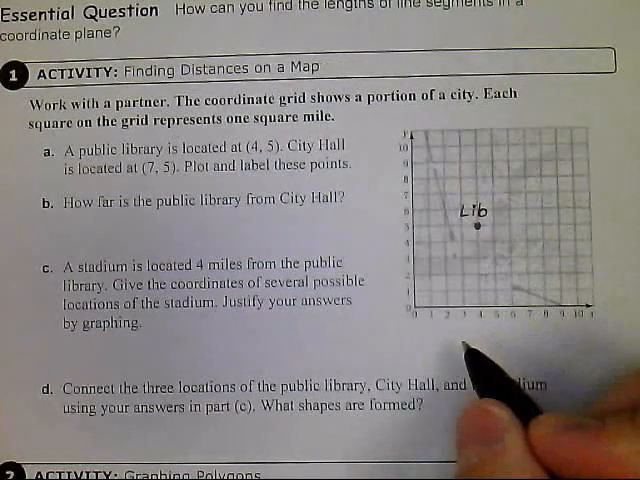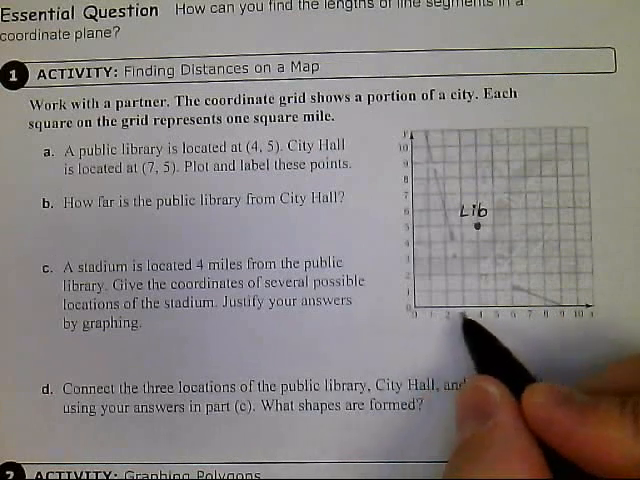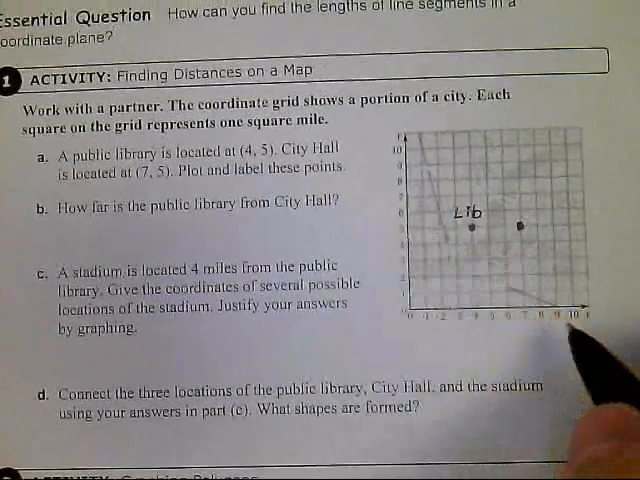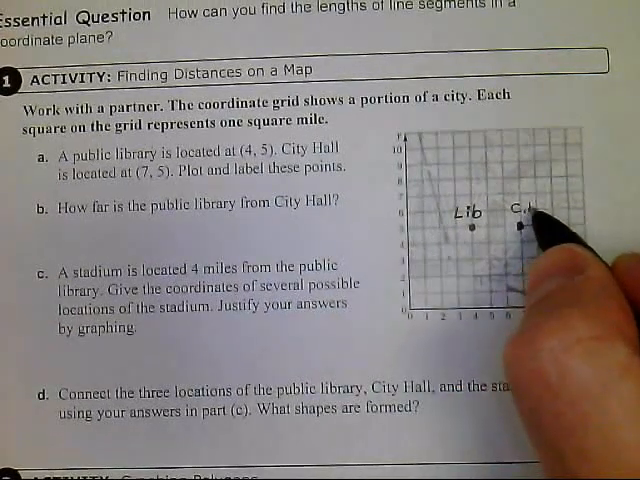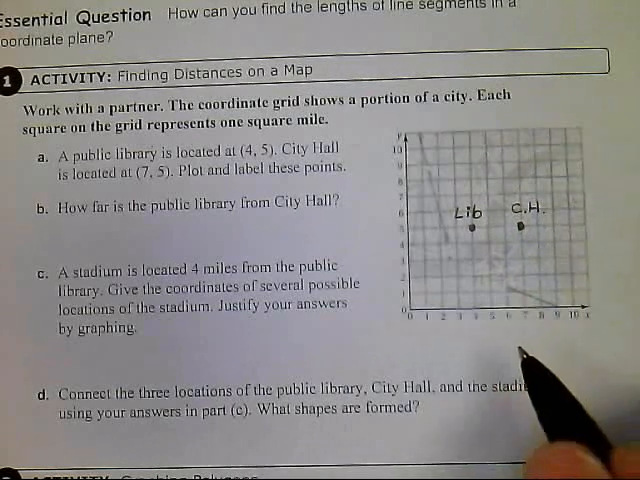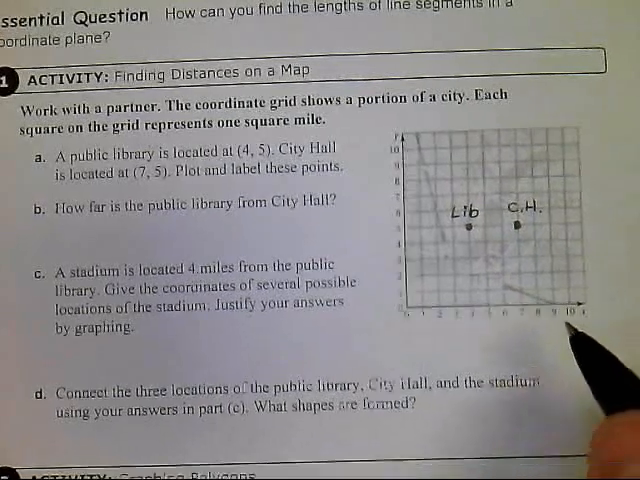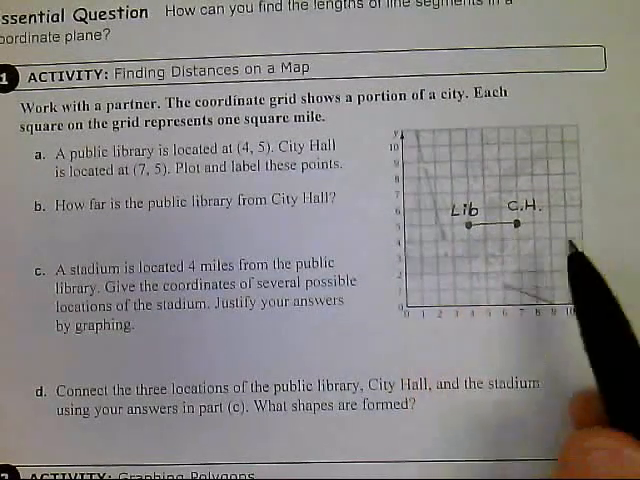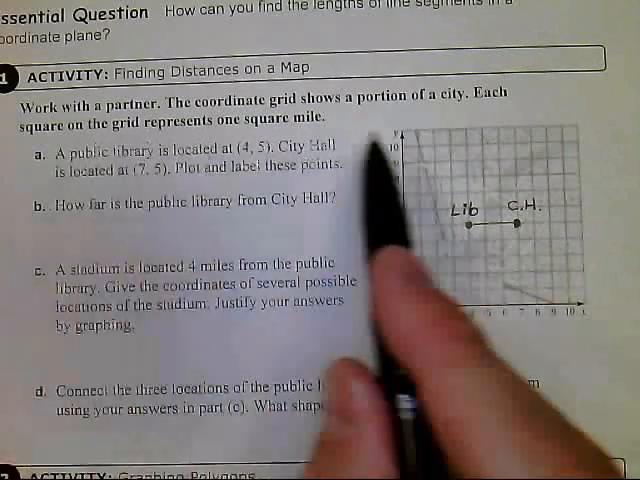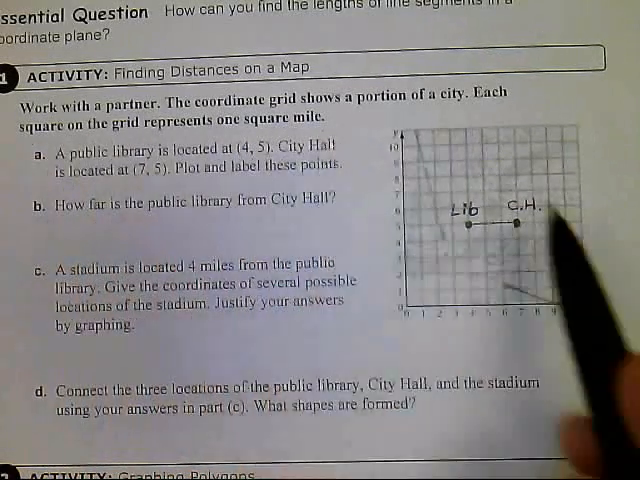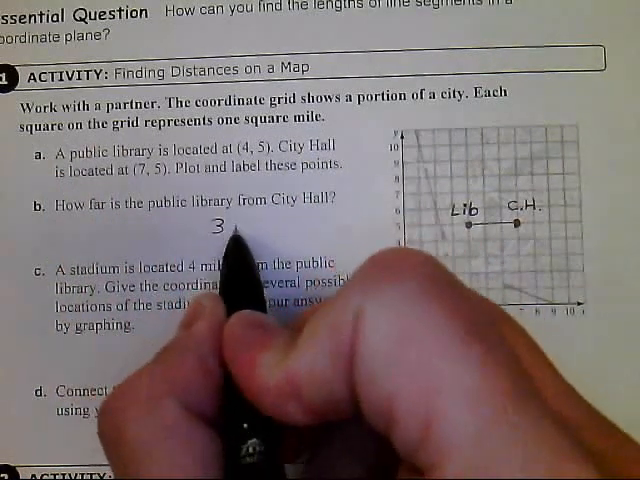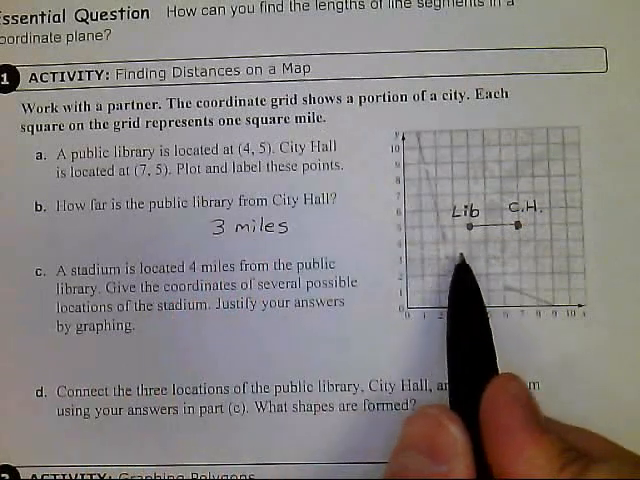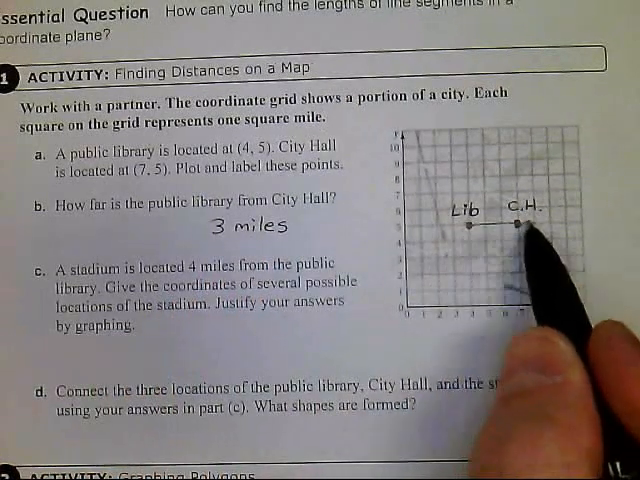Okay, and then I'm going to plot the City Hall, which is at 7, 5. That's over 7 and up 5. So I've done part A, plotted and labeled those points. I'm going to label this with a CH for City Hall. Now, it says, how far is the public library from City Hall? Now, this is a linear measurement. You can see right here that that's 3 miles away. Now, I know it's miles because it says in the direction that each square on the grid represents 1 square mile. So this is going to be 3 miles away. Now that's a linear measurement because it's a distance. So even though each square represents 1 grid, it's not 3 squares away, it's 3 miles away.